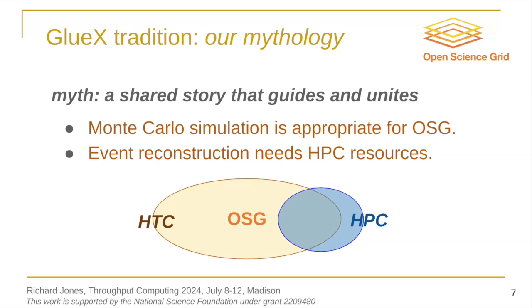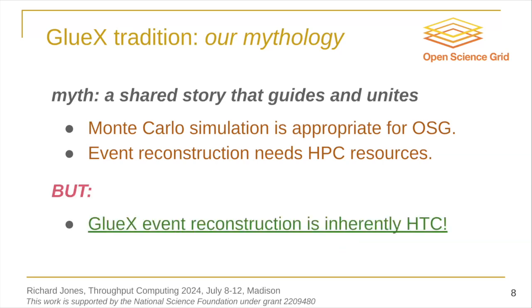So you have to go to NERSC, you have to go to JLab's compute farm, where you can allocate whole nodes at a time and get quick access over an InfiniBand network between processes. Now, this doesn't mean that it's actually an HPC problem. It means that there's this myth that we need HPC to do event reconstruction. I'm going to tell you why. However, from a purist point of view, event reconstruction is inherently HTC.